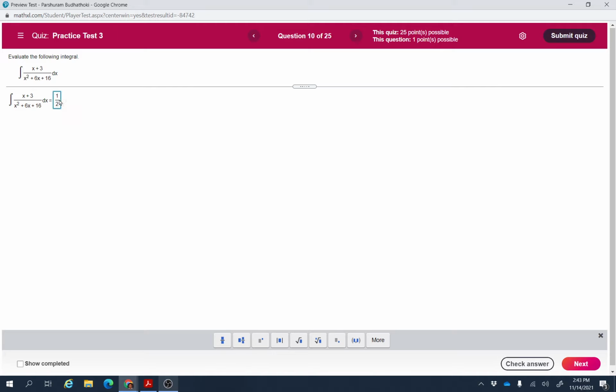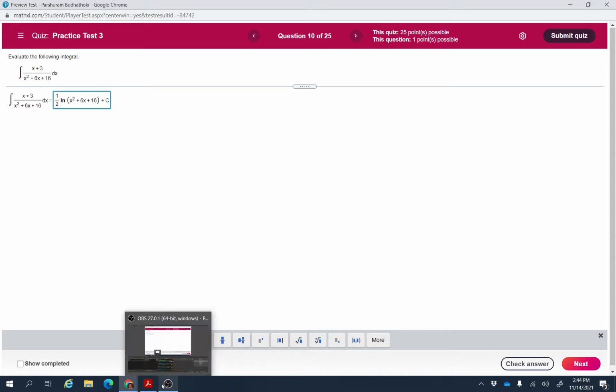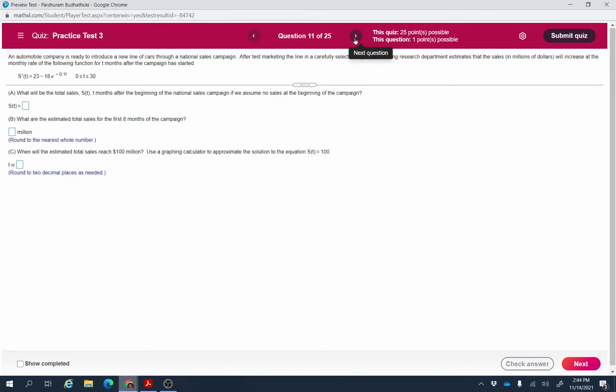Half ln of x squared plus 6x plus 16 and plus some constant. That's what we got. So check your answer. That's perfectly right. Let's go to the next problem.